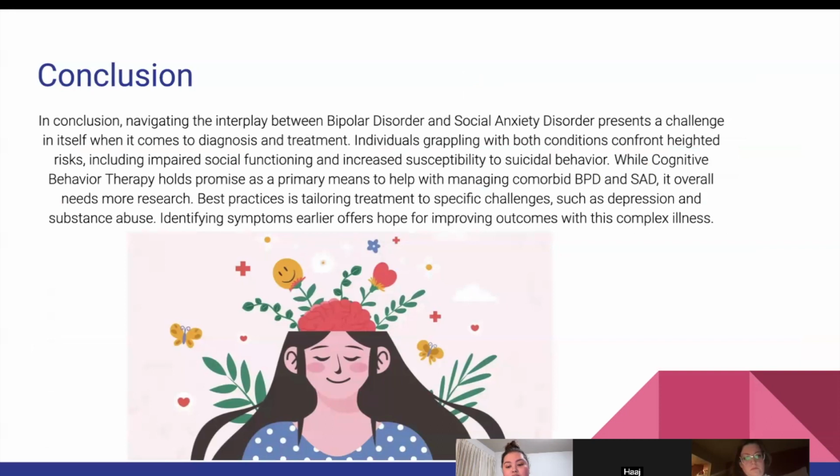Okay, so after reviewing everything, navigating the interplay between bipolar disorder and social anxiety disorder presents a challenge in itself when it comes to diagnosis and treatment. Individuals grappling with both conditions confront heightened risks, including impaired social functioning and increased susceptibility to suicidal behavior. While cognitive behavior therapy holds promise as a primary means to help with managing comorbid bipolar disorder and social anxiety disorder, it overall needs more research.